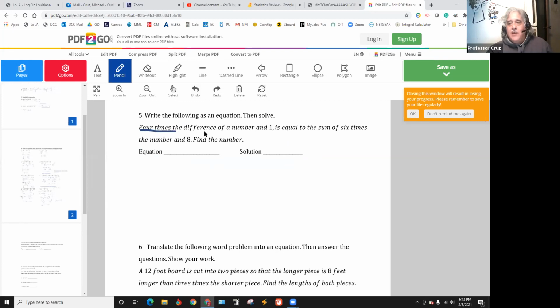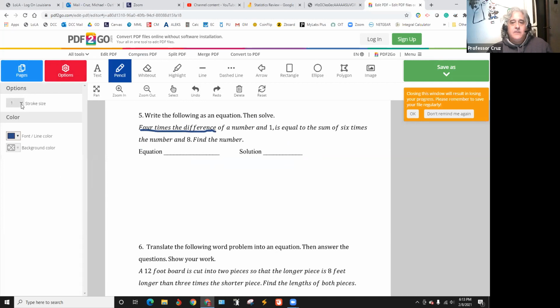Okay, 4 times the difference. You remember what difference means? Subtract. All right. So 4 times, and since it's a difference, that means there's 2 things, so we got to have parentheses. A number and 1. A number is x, minus 1. That's the difference part.